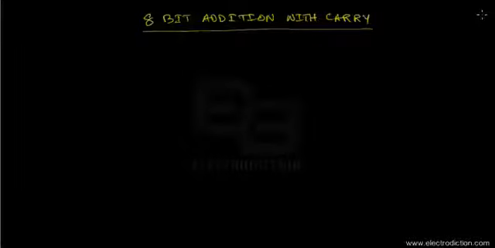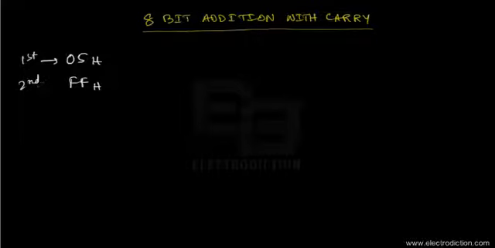Welcome to a tutorial on the 8085, and here we're going to learn about writing a program of 8-bit addition which is going to generate a carry. So let's say we have two data. One of them, let's say, is 05H, and the other one is FFH. This is our first data and this is the second.